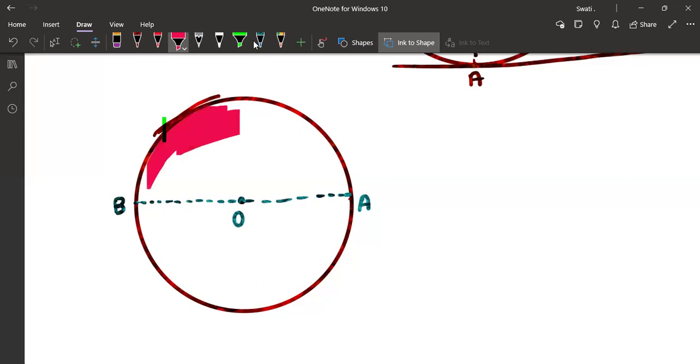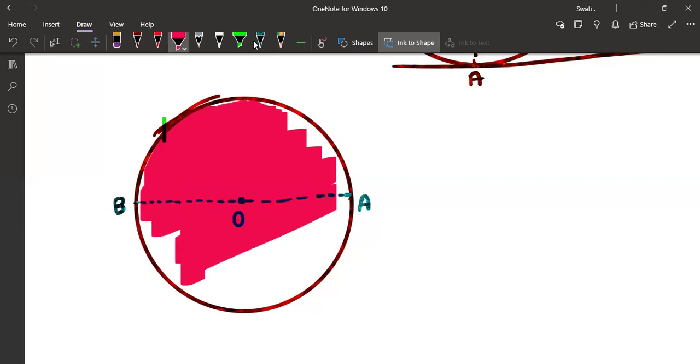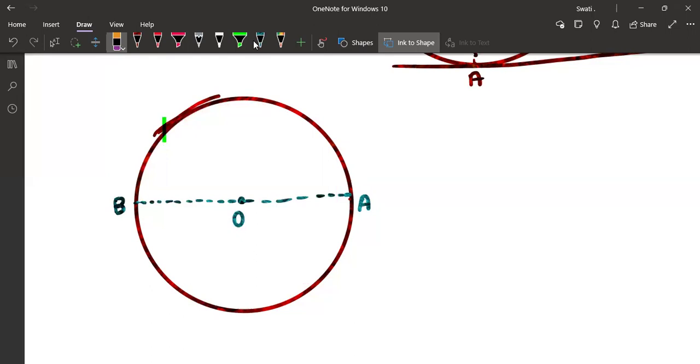What is the space inside the circle called? If you want to find out the space inside a circle, what is it called? Area. Perfect, right? Okay. Volume? No, area. A circle is a two-dimensional shape. In a two-dimensional shape, we always get area, not volume. Volume we always get in a three-dimensional shape.